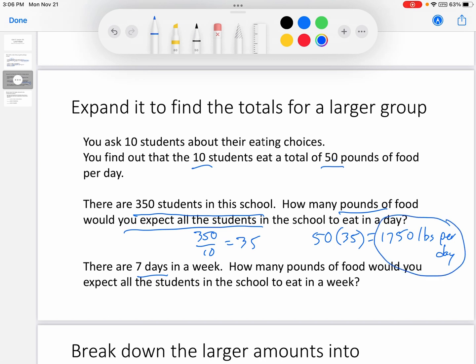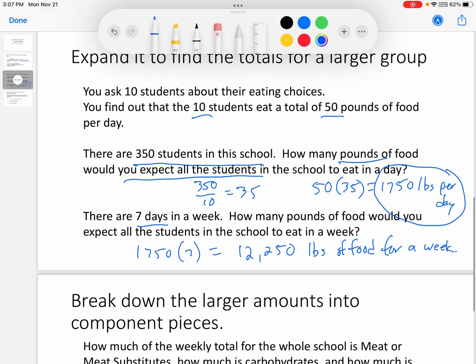To figure out what 7 would be, we will do 1750 times 7. Let me get out my calculator. 1750 times 7 is 12,250 pounds of food for a week. So imagine trying to feed the whole school for a whole week, all their food. You would need 12,250 pounds of food. That is more than 6 tons of food. It is a truckload of food just to feed the students for a week.